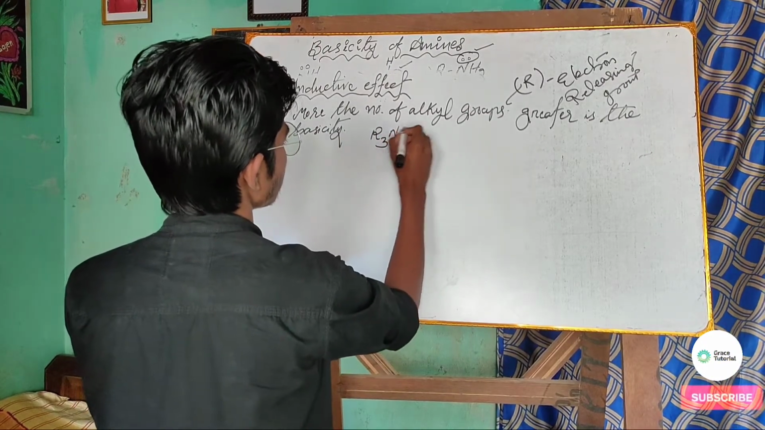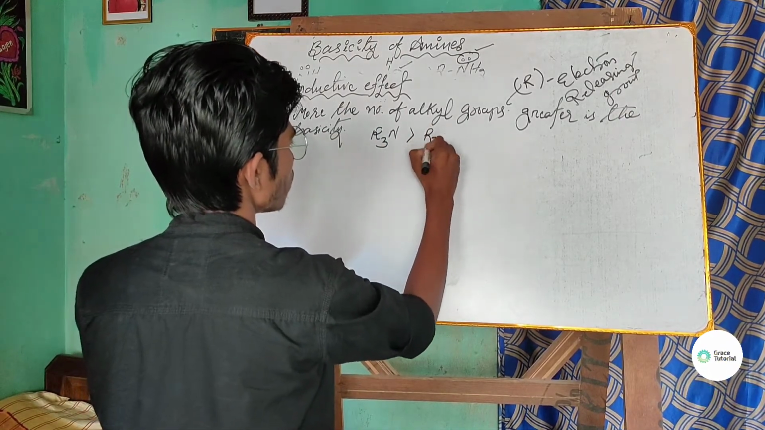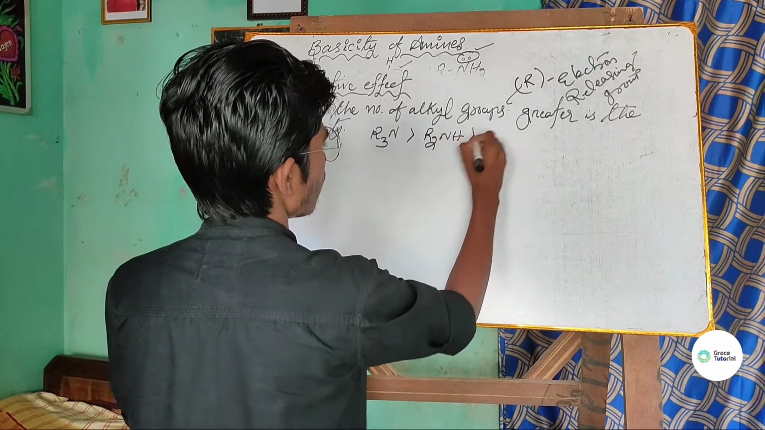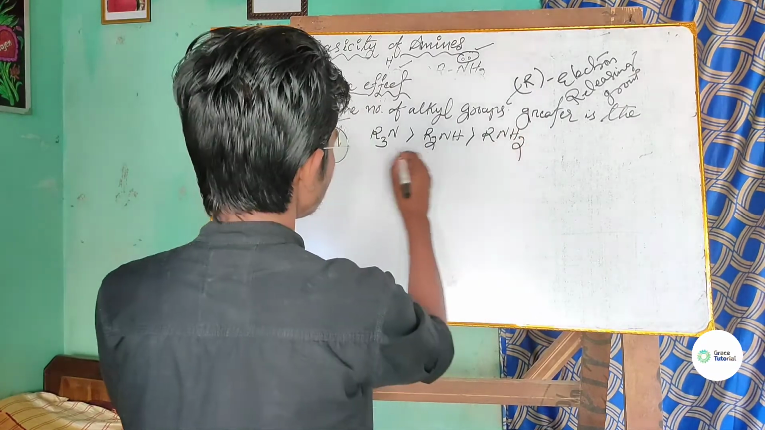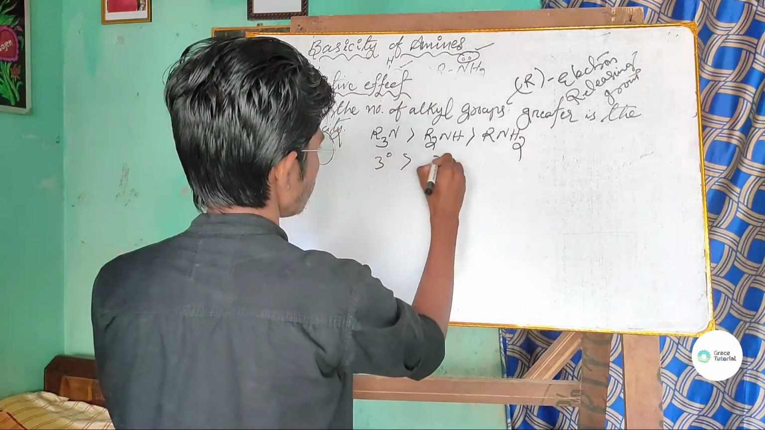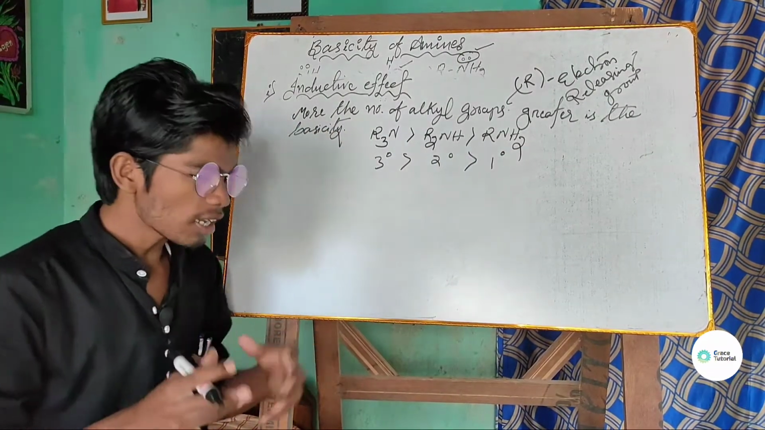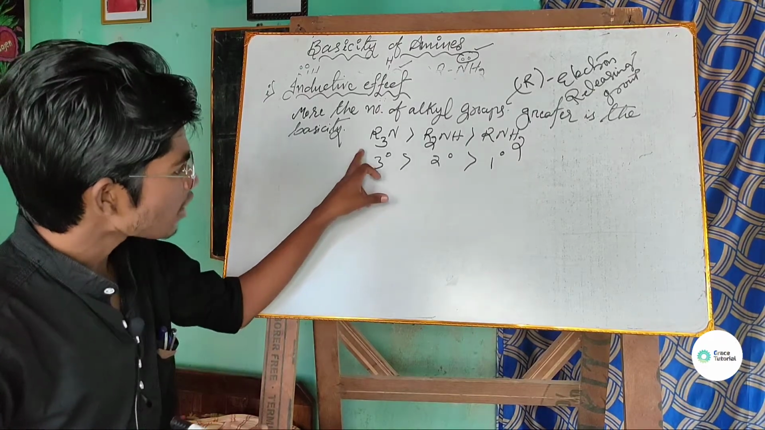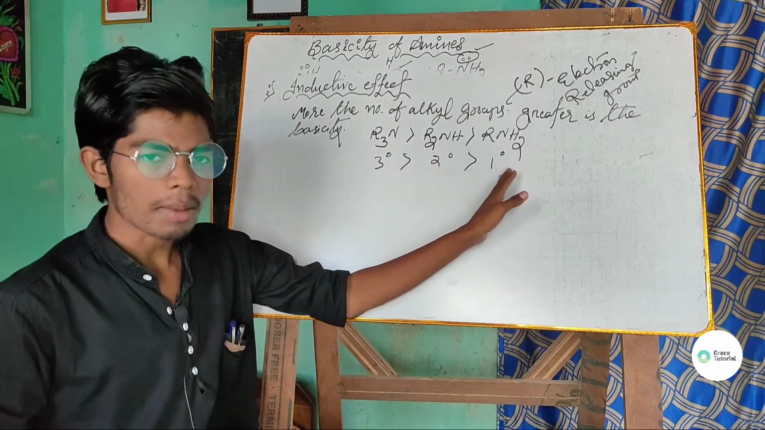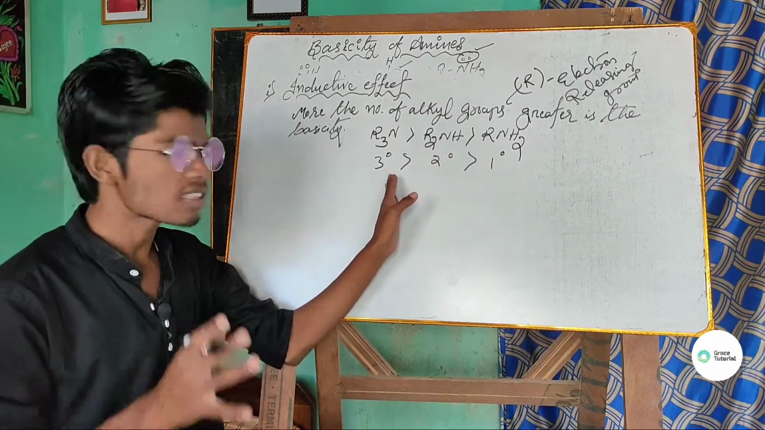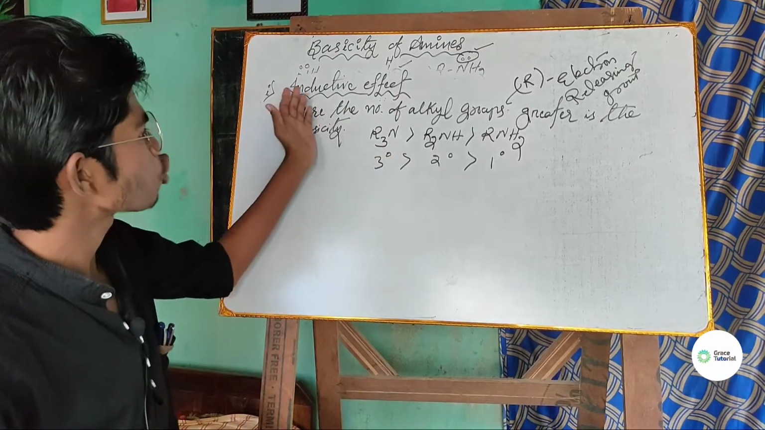The order of basicity of amines is: tertiary is greater than secondary, and secondary is greater than primary. That means the tertiary amine is more basic than secondary, and secondary amine is more basic than primary. The tertiary amine is the most basic and the primary amine is the least basic, according to the definition of this inductive effect.